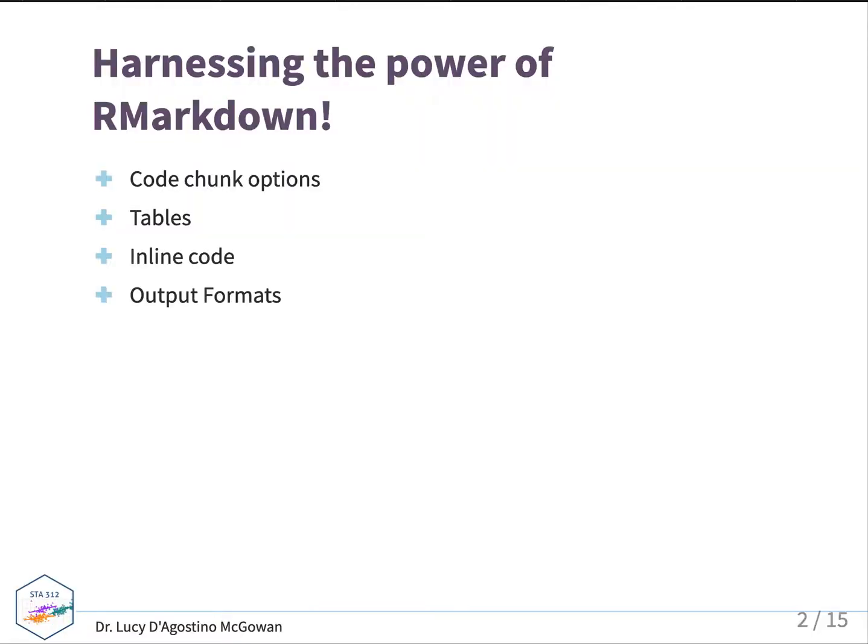So, harnessing the power of RMarkdown. This is the agenda of what we're going to go through today. First, we're going to talk about code chunk options, which have come up occasionally in class, but I'm going to show you some more advanced settings there. Then we're going to talk about how to make some nice tables using R. And then how to use inline code, which I think some of you have been doing in lab, and so we're going to go into that in a little more detail. And then how to actually output in different formats. For this class so far, we've always output as an HTML document, but it turns out that other options are possible as well.